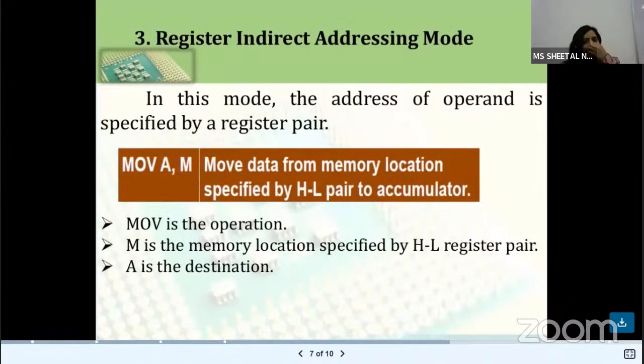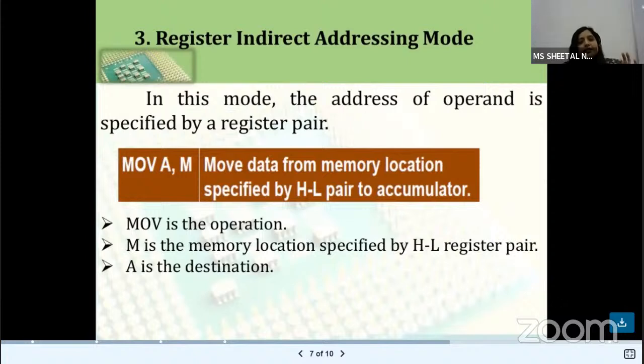Now next one, register indirect addressing mode. The third one is register indirect addressing mode. In register indirect addressing mode, the data to be operated is available inside a memory location, and the memory location is indirectly specified by a register pair.